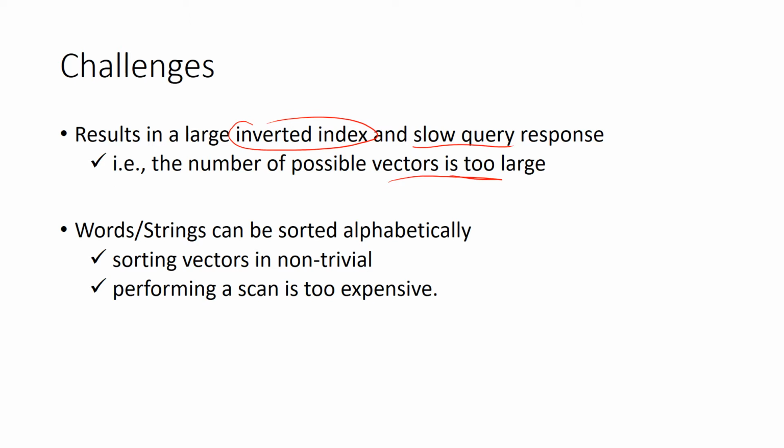And for words and strings, the inverted index often supports string matching, or is specifically used for text data. And the text can be sorted alphabetically. However, sorting vectors is not trivial. If we don't sort the vectors, then performing a sequential scan is too expensive.